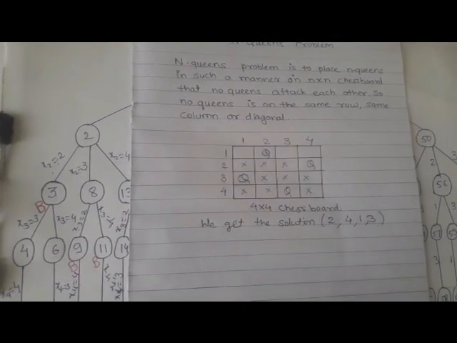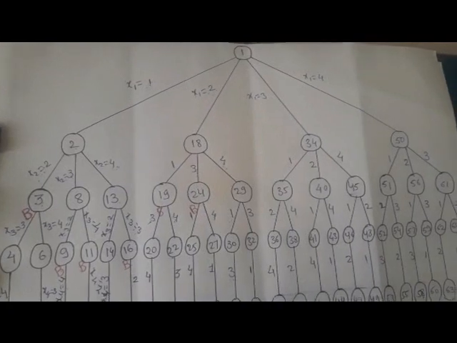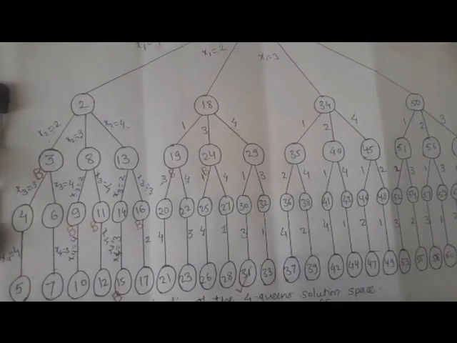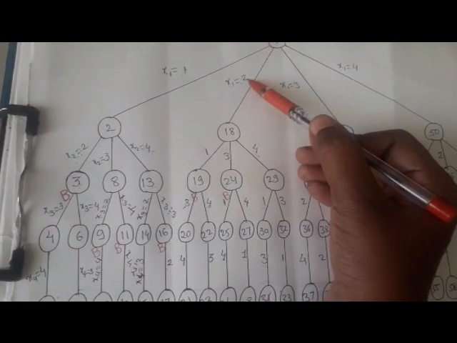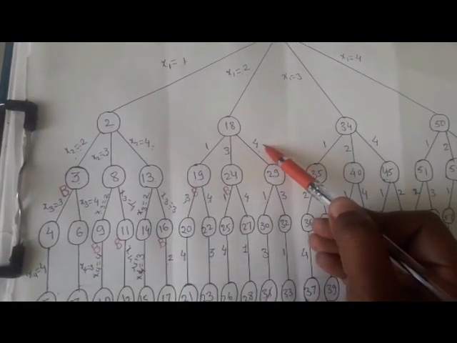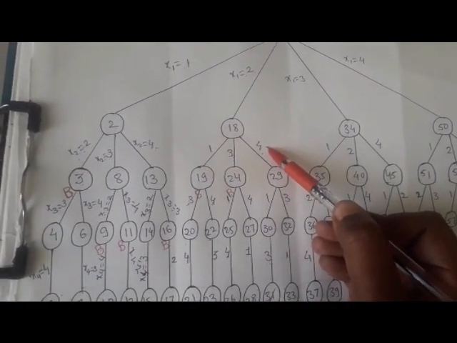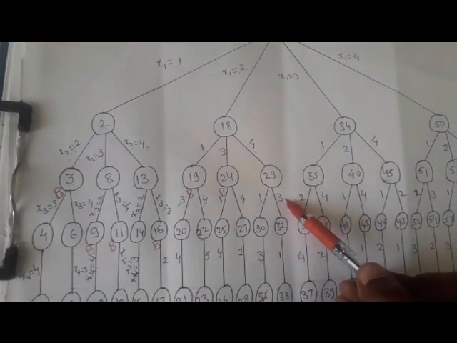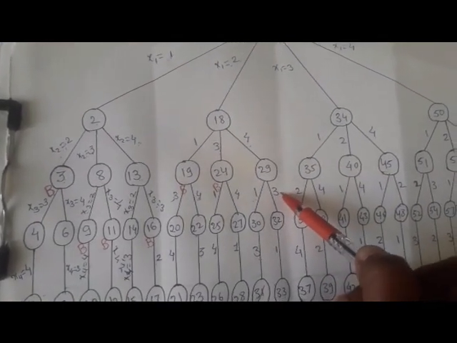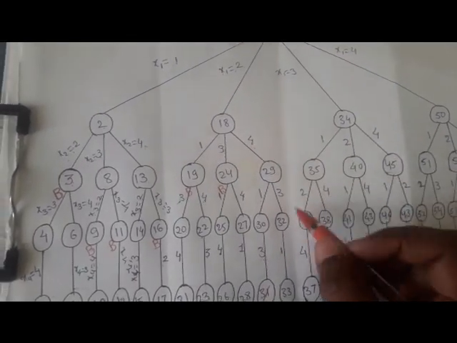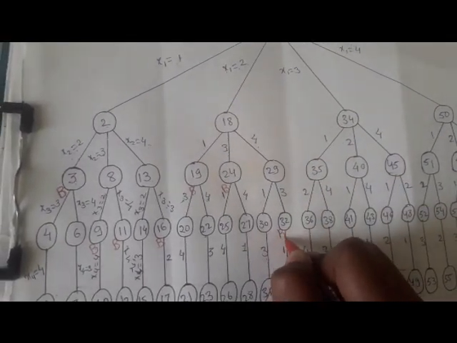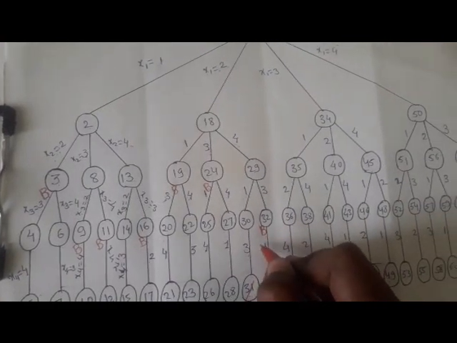Now for that we will check the next solutions. Now the first queen is present in the second column, the second queen is present in the fourth column. This is a safe position, but we can't put the third queen in the third column because this queen can directly attack here. So that's why here we have to backtrack.